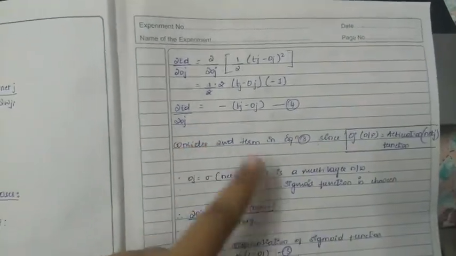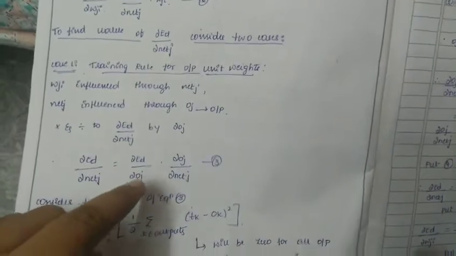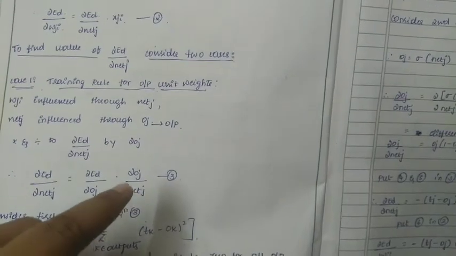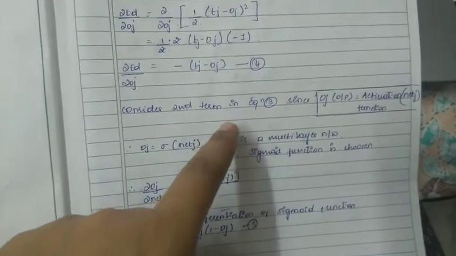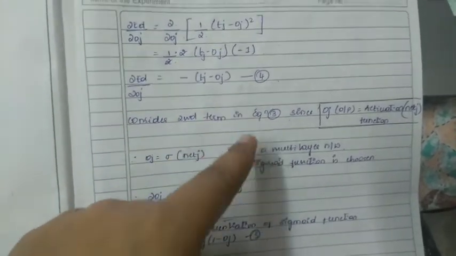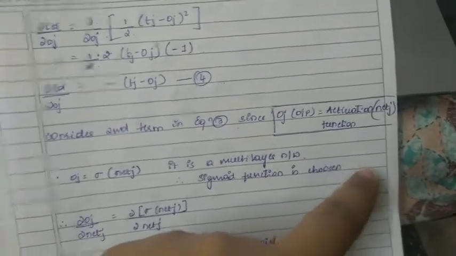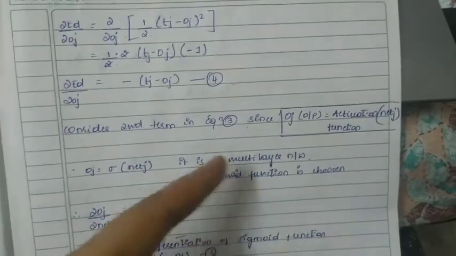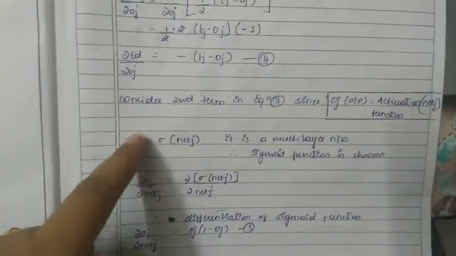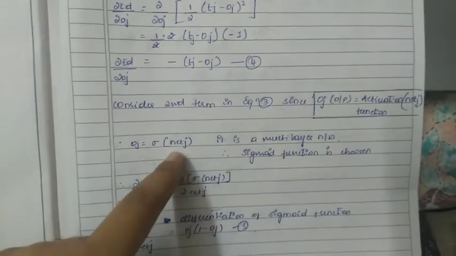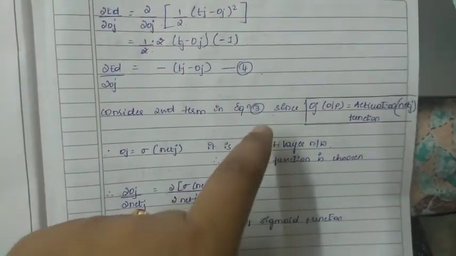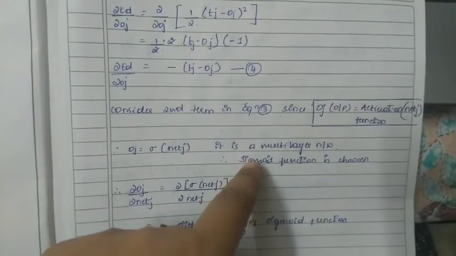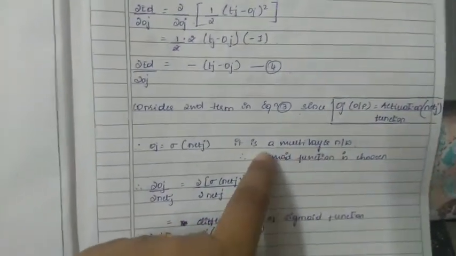Now consider the second term in equation 3. We have just solved the first term, now I am going to consider the second term. The second term is delta Oj divided by delta net J. We know how we get Oj. Oj is nothing but the output. How did I get the output? When I track it back, it is an activation function, a sigma of net J. So Oj equals sigma of net J. Since it is a multi-layer network and a nonlinear network, it is good for me to use a sigmoid function, which is explained in the previous videos.